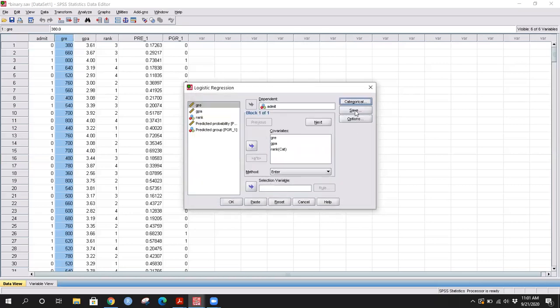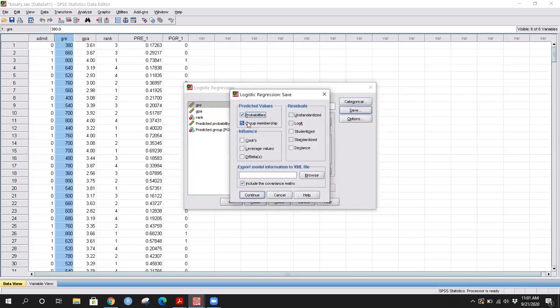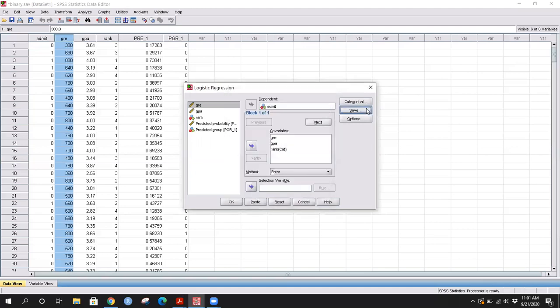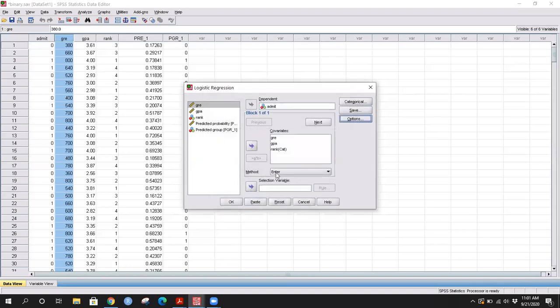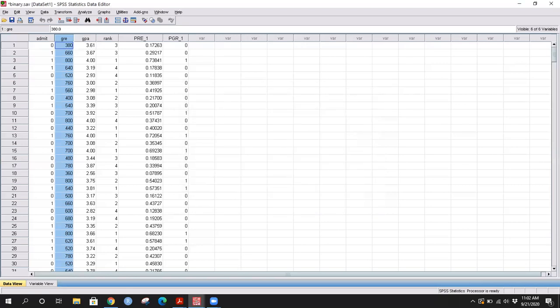Okay, then continue. Then Save, we want to save probabilities and group membership. Basically, these are the two which are showing up here, as I've already executed this on my SPSS. And then continue. Then in the Options, I want to look at the Hosmer-Lemeshow goodness of fit test and make sure that the classification cutoff is 0.5, maximum iterations 20, and include constant in the model. Continue. And then the method should be Enter only. Nothing else there. Click OK, and you should be getting this output.